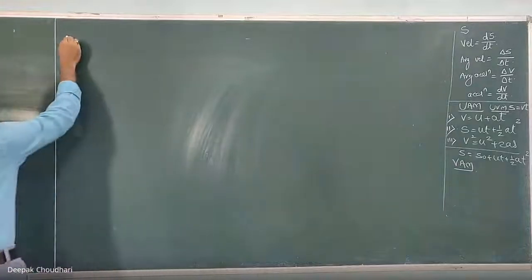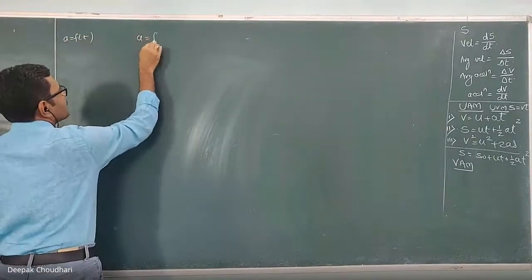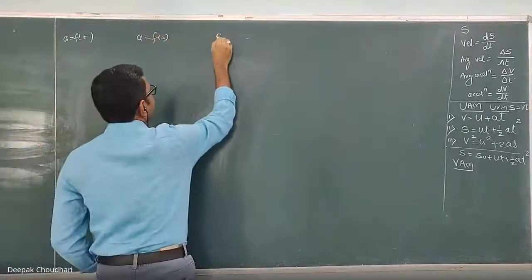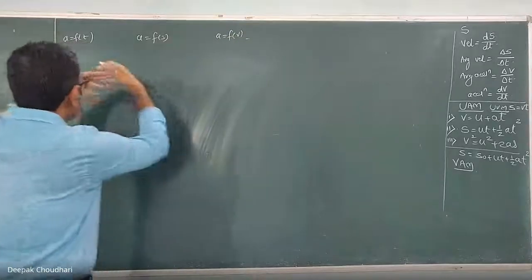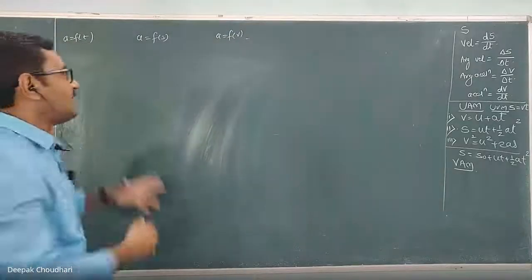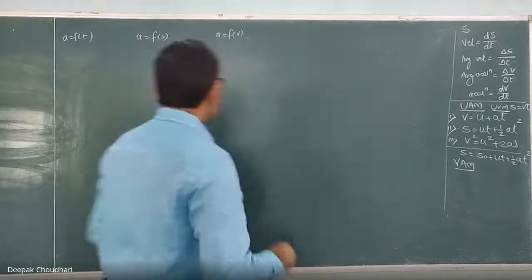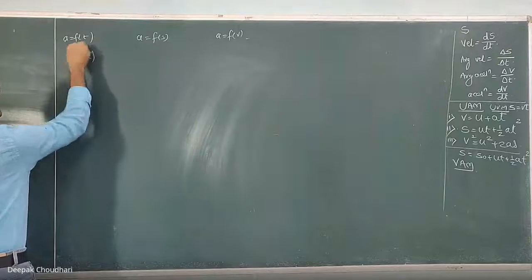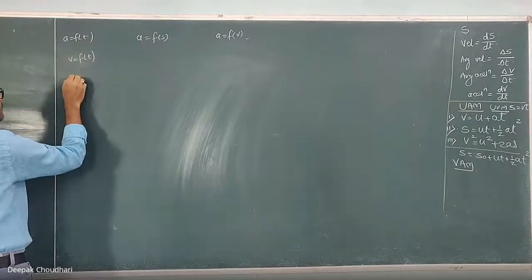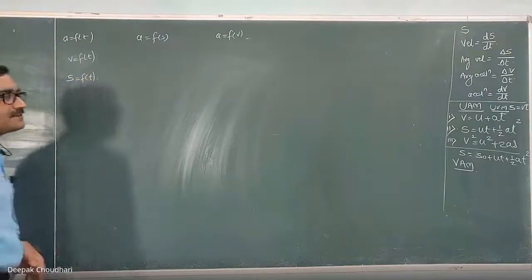One, the acceleration is a function of time. The second, acceleration is a function of displacement. And the third one is the acceleration is a function of velocity. Here, this is one equation of motion which is given, and from this one we have written another equation of motion. We have written the velocity as a function of time by integrating this equation, and by integrating this equation of velocity, we got the equation of displacement, which is displacement as a function of time.